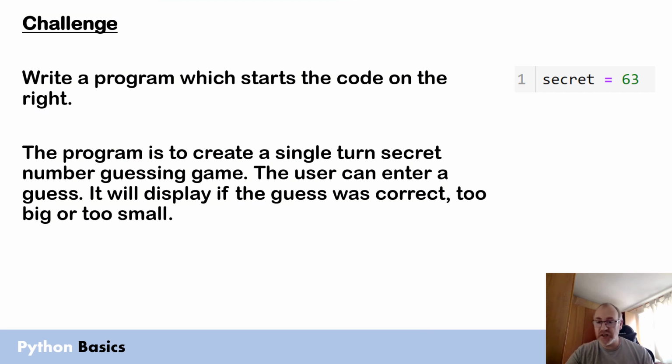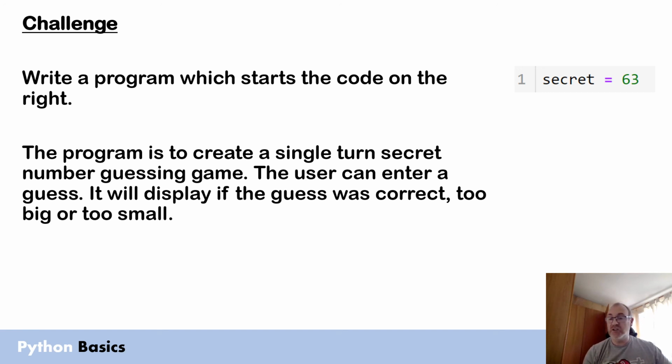So here's a challenge task for you. Now I'm giving you the starting point for this one, which is just the variable 63. Okay, so secret equals 63. You're going to come up with your own secret number. Doesn't matter what it is. It really does not matter. But you're going to write a simple secret number guessing game. A single turn, so one go, secret number guessing game. So they only get one guess, essentially.